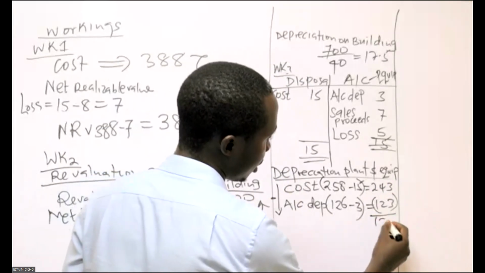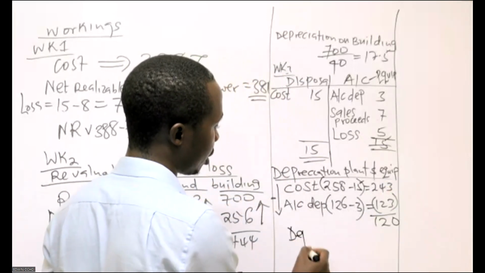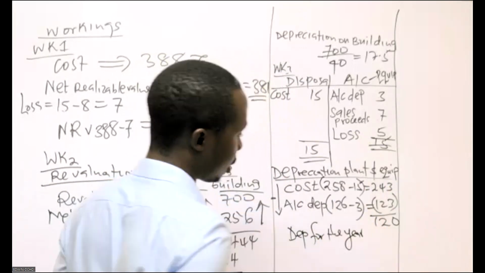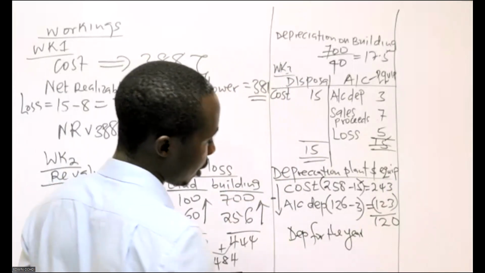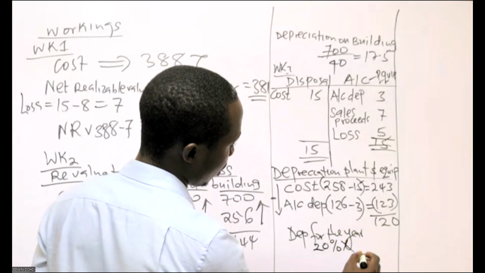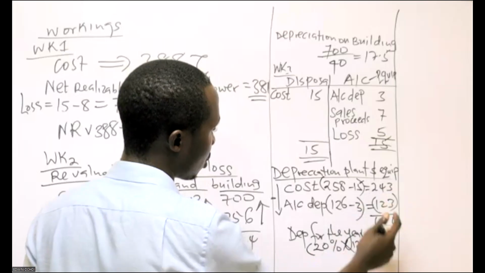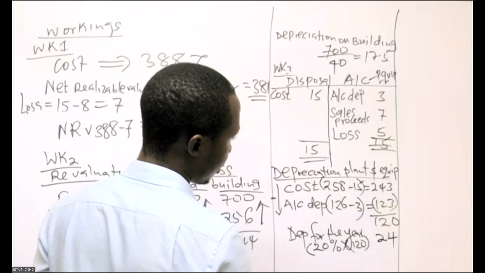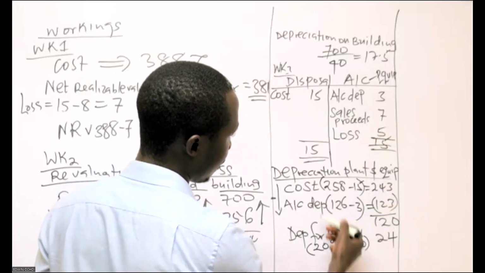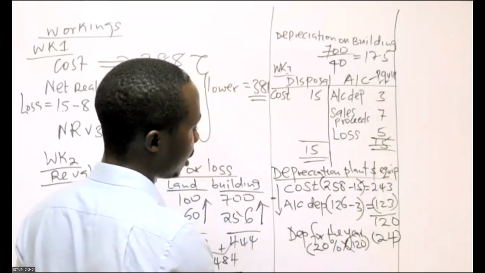Then the answer I get here, which is 120, I multiply with my depreciation rate to get depreciation for the year. The depreciation rate, which we were told is 20%, of the 120 after minusing the accumulated depreciation from the cost, will be 24. And I can even decide to get the net book value of this plant and equipment by minusing depreciation for the year, which we have determined.